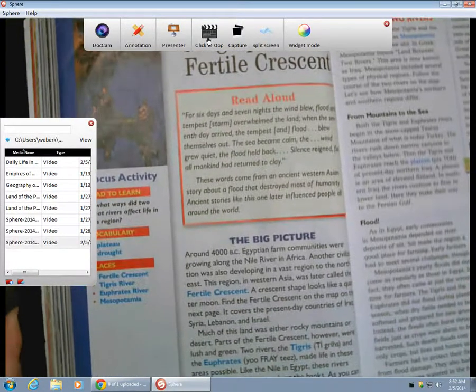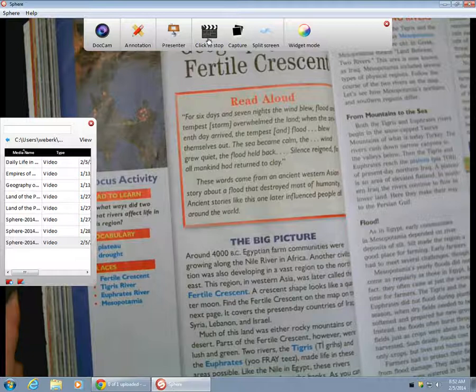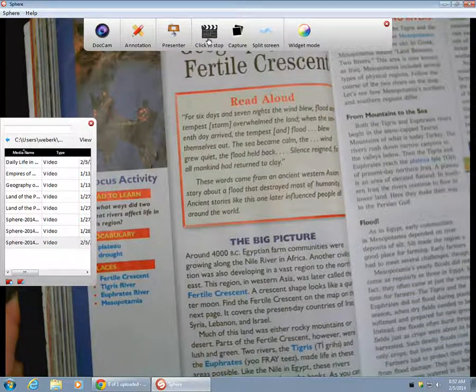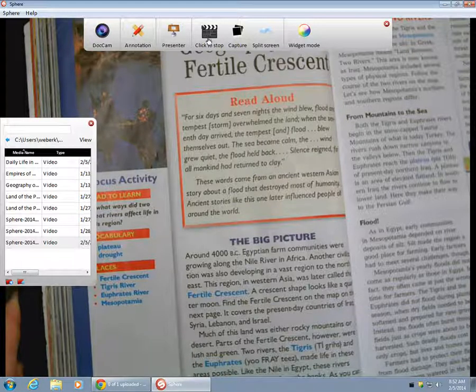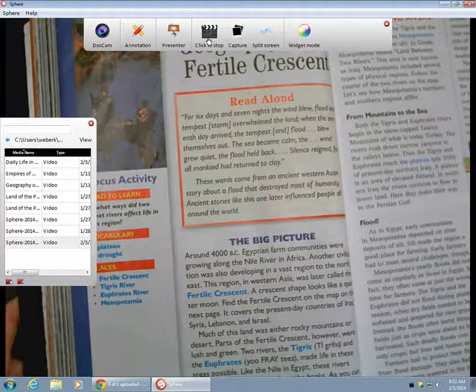The big picture. Around 4000 BC, Egyptian farm communities were growing along the Nile River in Africa. Another civilization was developing in a vast region to the northeast. This region in Western Asia was later called the Fertile Crescent. A crescent shape looks like a quartered moon. Find the Fertile Crescent on the map on the next page. It covers present-day countries of Iraq, Syria, Lebanon, and Israel.